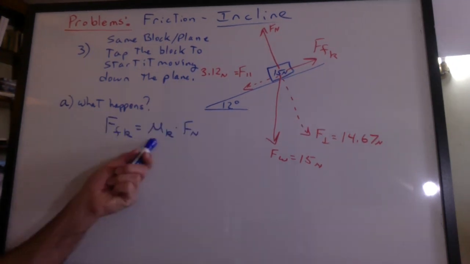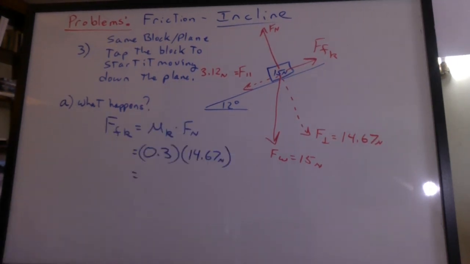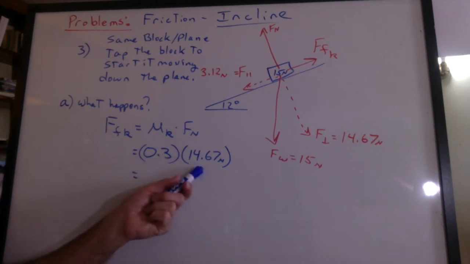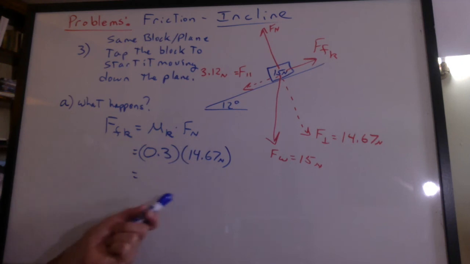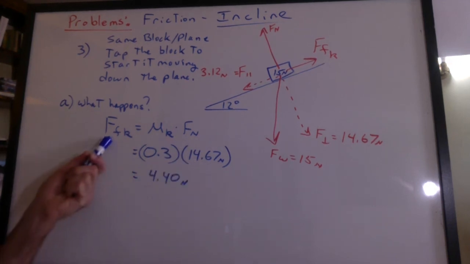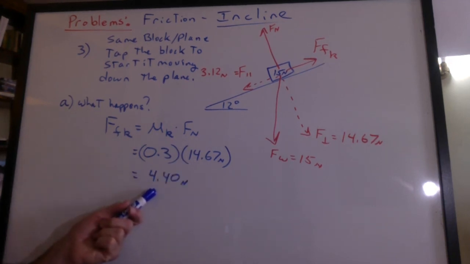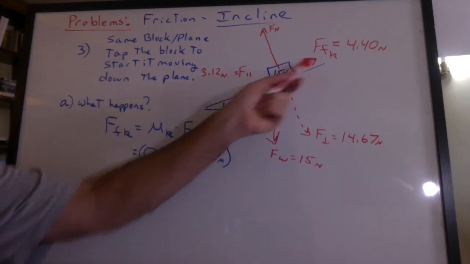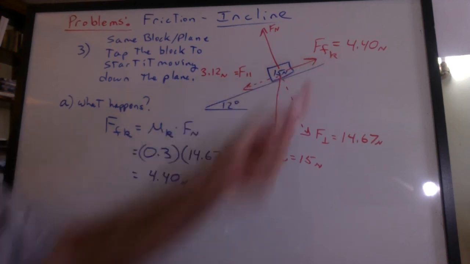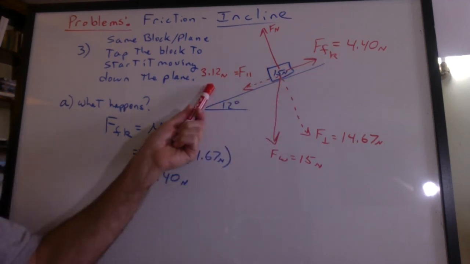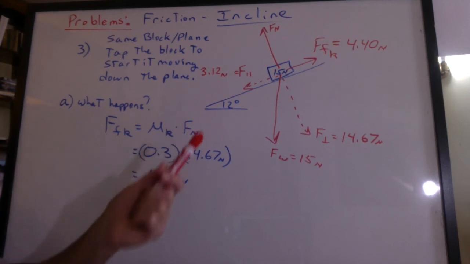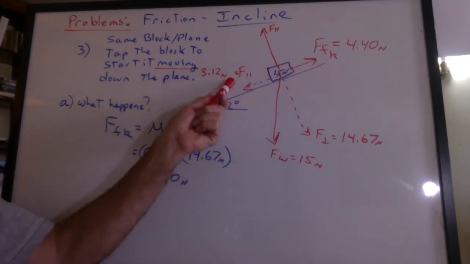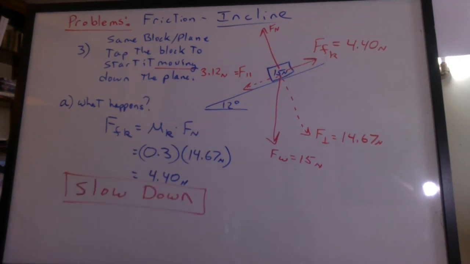So I can use mu k. It's the same plane and block, so it doesn't change. Same number as before because it's the same angle for the normal force. I get a force of friction of 4.40 newtons. That means I have a kinetic friction force up the plane of 4.4 newtons. The gravity is pulling down at 3.12. It is moving, but because that friction force is bigger than the gravity force, it's going to slow down.